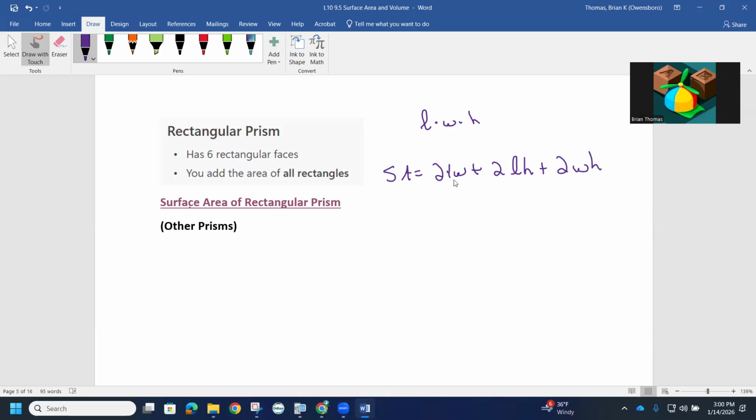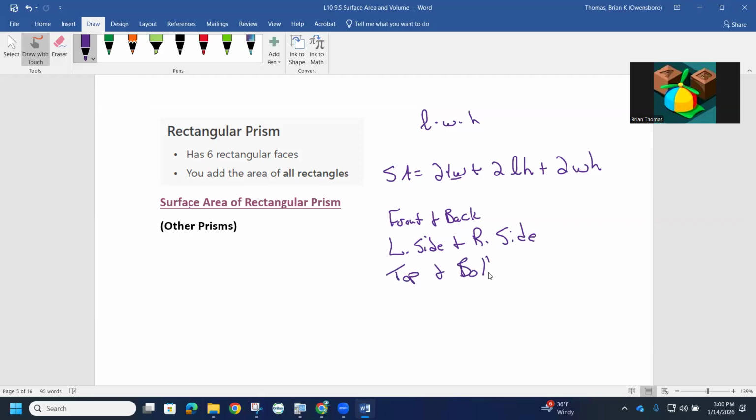So we have really recognized that we have the front and the back. And then we have the left side and the right side. Trying to abbreviate. So the left side and the right side are going to be the same. And then you have the top and the bottom.